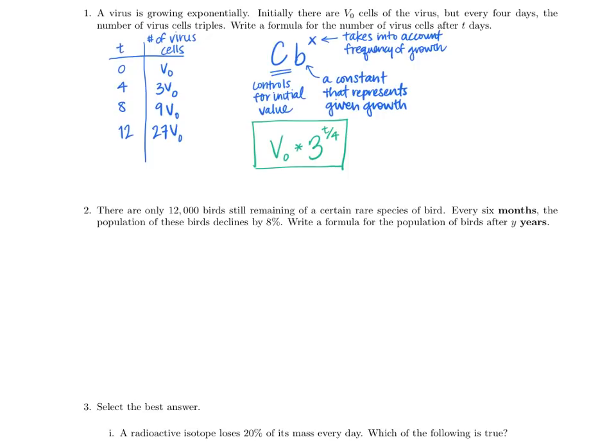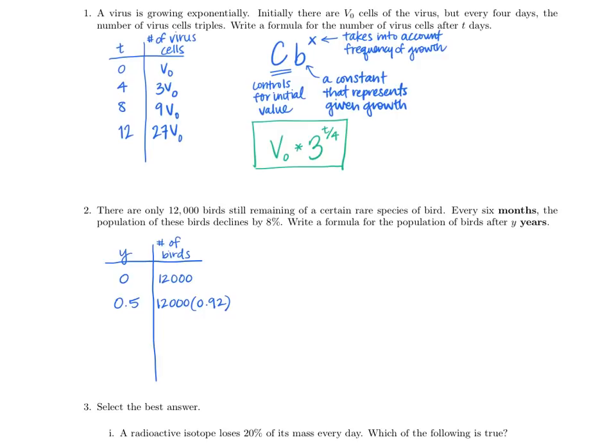We want y to be in years. We want it to map to a certain population of birds. Our first piece is just our initial condition, or the initial population level. When y equals 0, right now, there are only 12,000 birds still remaining. And then we're told that every 6 months, the population of birds declines by 8%. Well, since y needs to be in year units, that means every half a year, that decline of 8% will happen. Let's write down how many birds are left when y equals 0.5, or after 6 months.